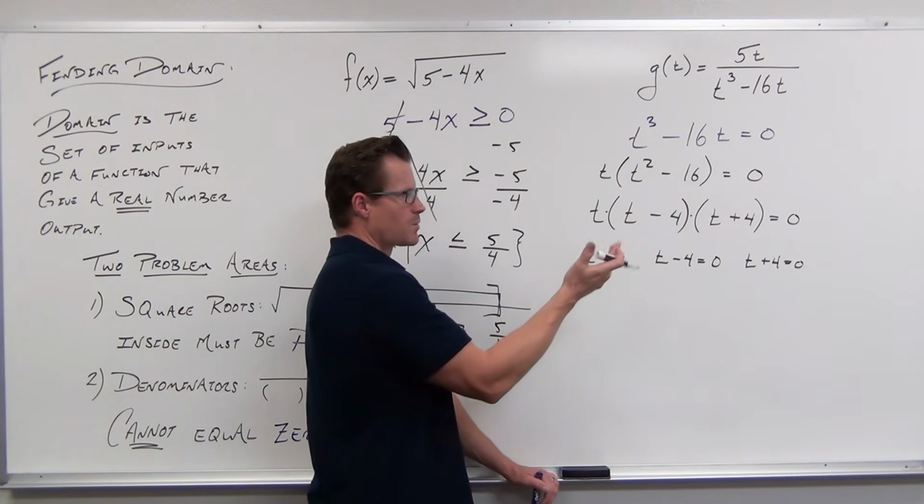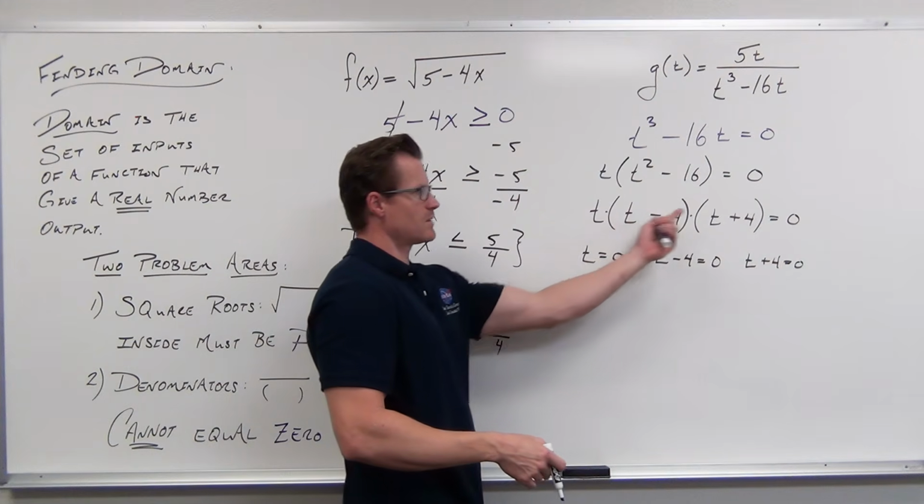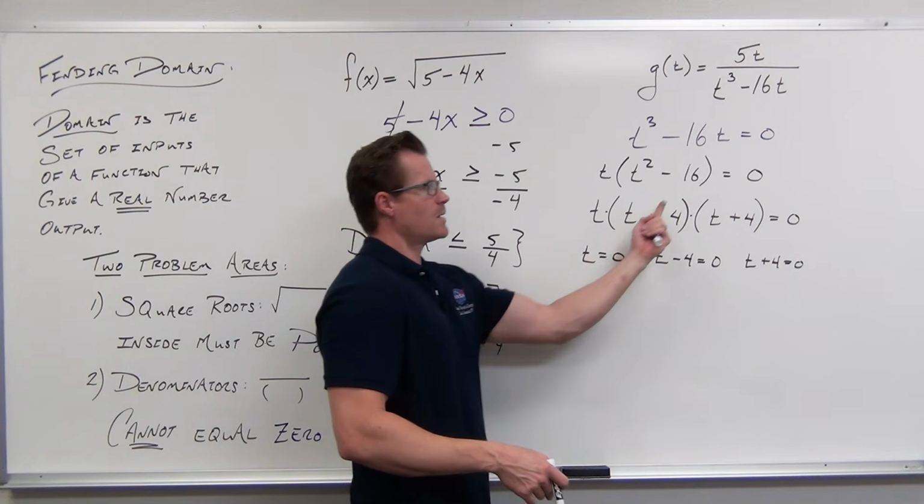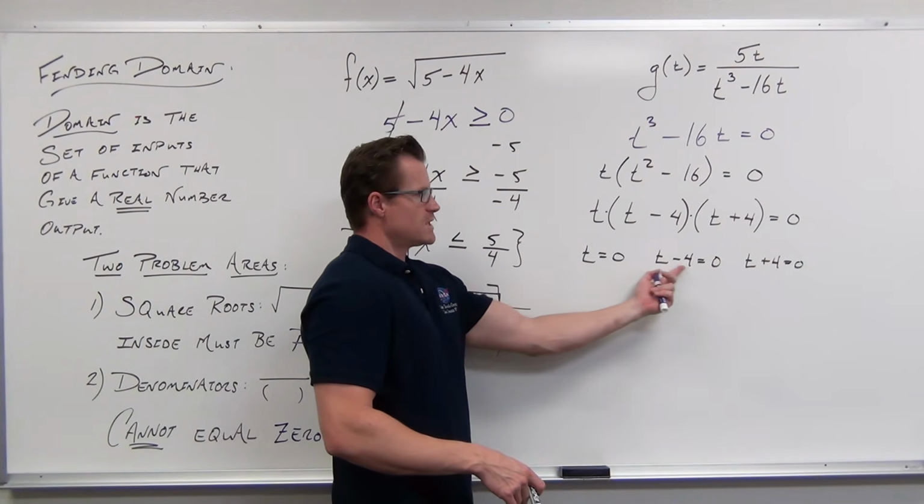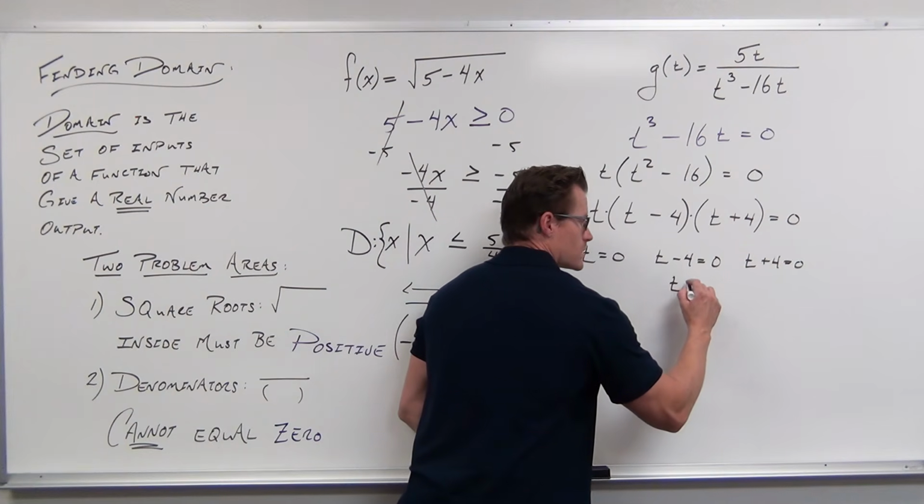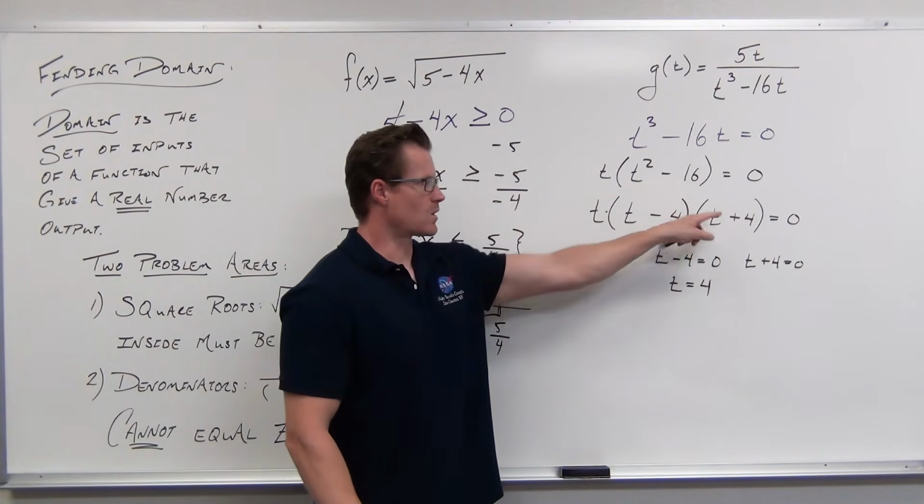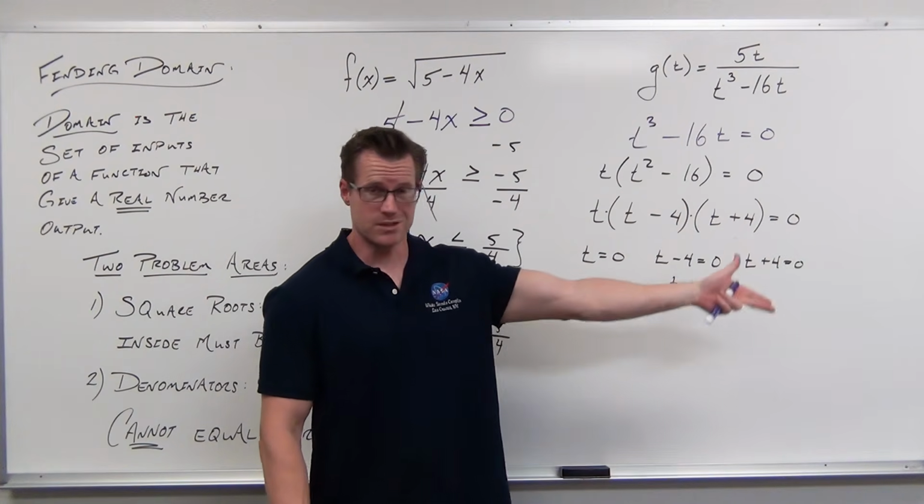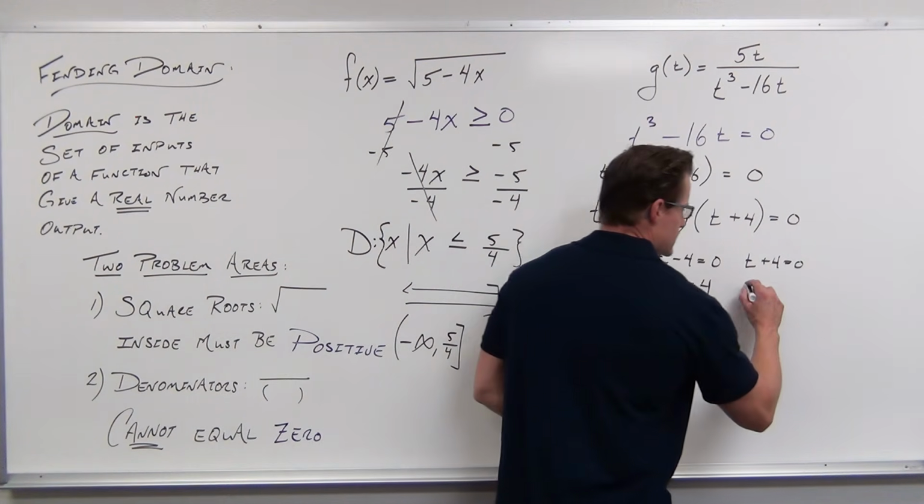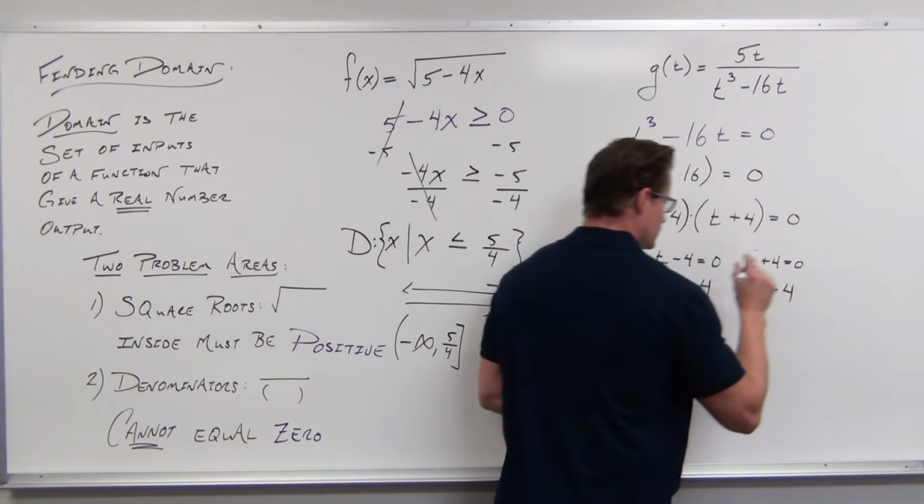So t equals 0, no problem. T is 0, and then if either of these are, I don't even care, 0 times whatever is going to give us 0. If t minus 4 equals 0, or in other words, if t equals 4, this factor is 0, I don't care what these are, because 0 times any other 2 real numbers is going to give us 0. And lastly, for the same reason, t equals negative 4.